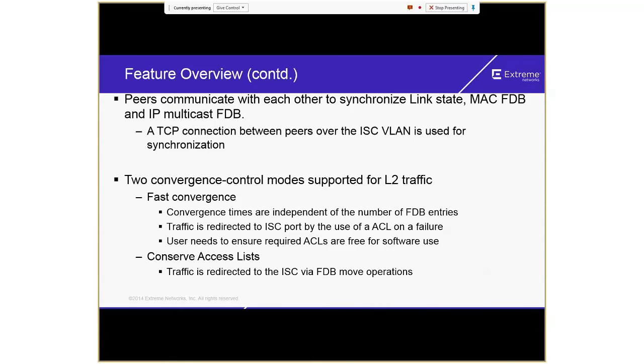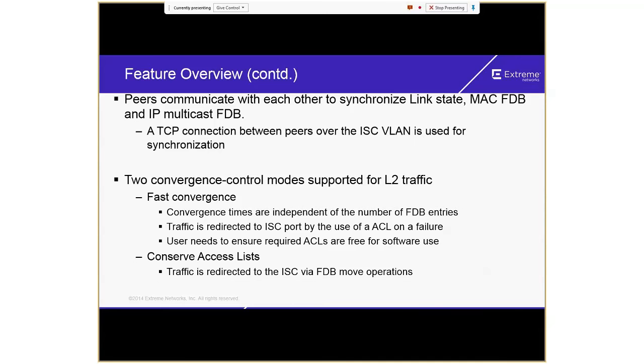I had mentioned that both the switches will synchronize their link states, the MAC FDB and the IP multicast FDB. They synchronize the FDB using a TCP connection, whereas for the hello messages they use UDP. This TCP connection is maintained over the ISC VLAN or the ISC link. We also need to configure an ISC VLAN for it. I'll explain that as well in a short while.